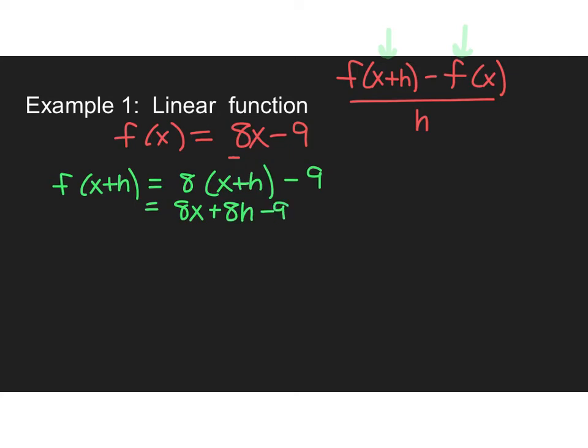The second part of the numerator is just our original function of f of x, so I don't need to make any changes. h is just a variable, so we're going to keep that in our denominator. So in order to figure this out, our first step is to find f of x plus h. We completed that here. f of x is just our original function, and then h is a variable. So at this point, we have everything we need in order to calculate our difference quotient.